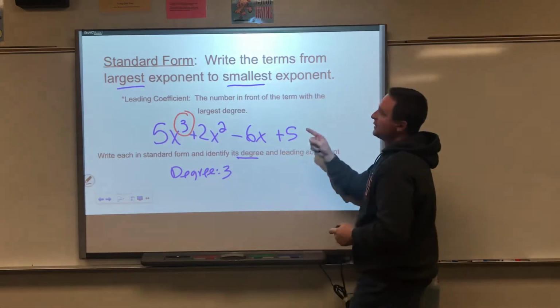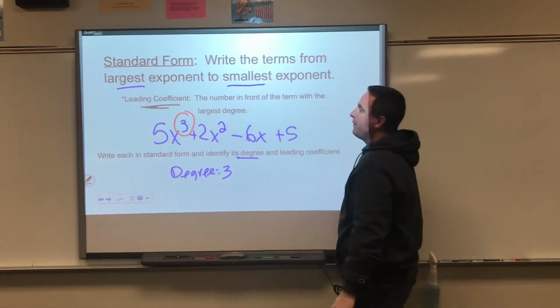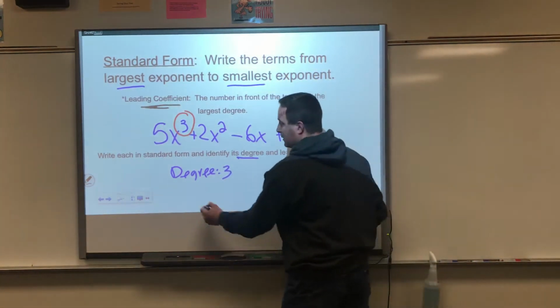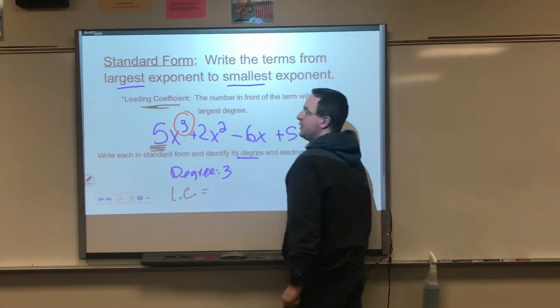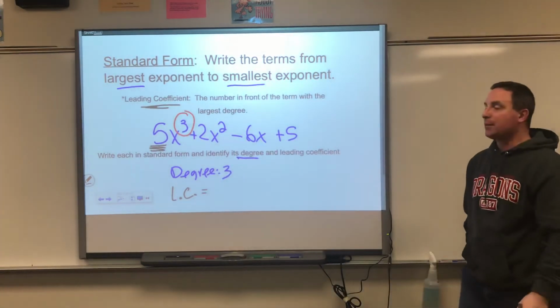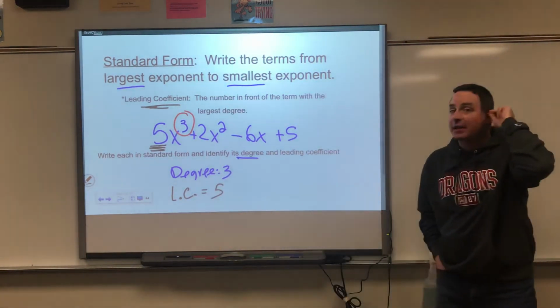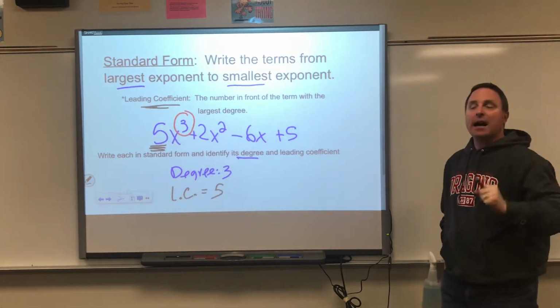And then they talk about this thing called the leading coefficient. The leading coefficient is the number in front of the term with the largest degree. And I oftentimes abbreviate this LC for leading coefficient. The leading coefficient is the very first number, the number out in front. It's 5. And notice it's not 5x cubed. It's just the actual number 5 and only the number 5.